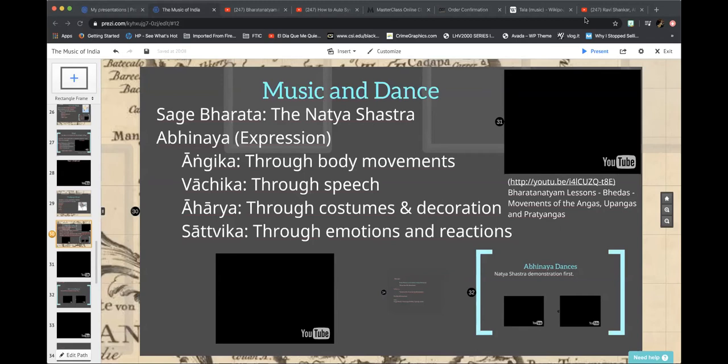And it has a very deep impact on dance music in India. Now we're talking about classical dance. We're not talking about bhangras or gidhas, right? So as we talk about music and dance, we look at expression, abhinaya. The Indian word for expression is abhinaya. And there are four main types. You can express yourself through body movements, angika.